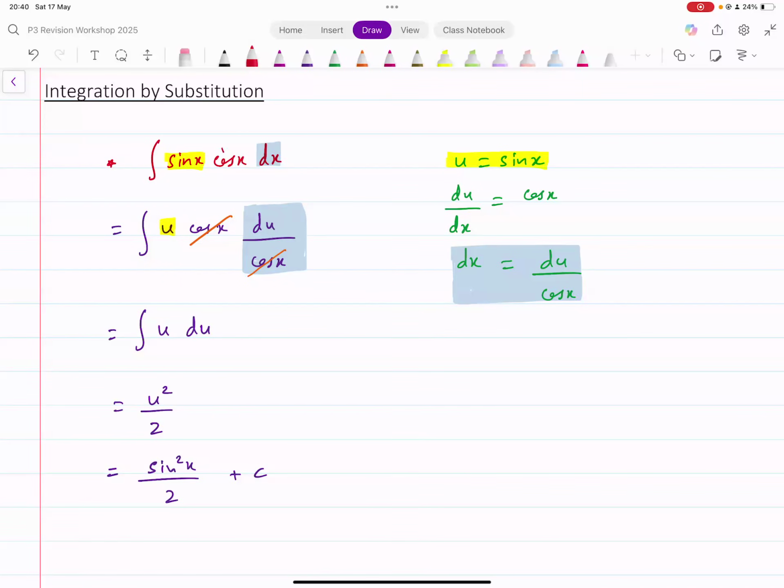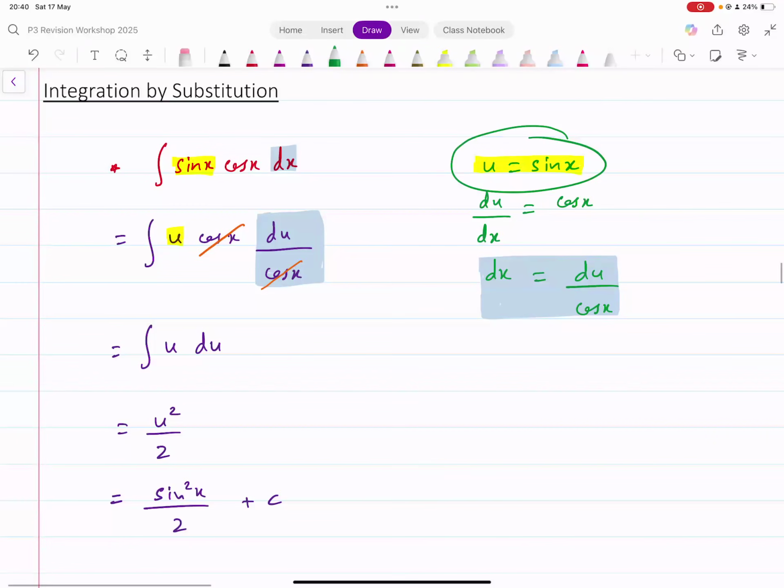For example, let's look at the same integral again. If we had to integrate this, they might give you a substitution u equals sine x. Now, this will be given. They will tell you to use this substitution, if they ask you to do it by substitution. U equals sine x, let's say they've given you this substitution. Now, how do you use that here?